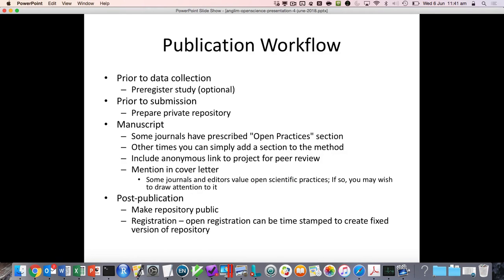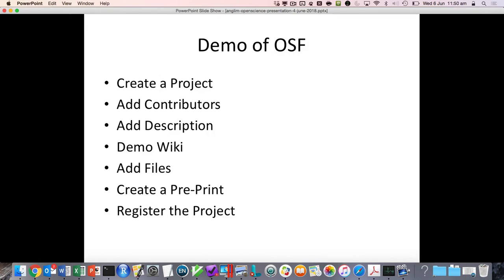So at the moment, my publication workflow looks a bit like this. One, I'm not pre-registering yet for various reasons, but it's on the list for certain studies. You can prepare a private repository, and you can use the OSF also for just private workflows, if you're just trying to put your materials in one place and collaborate. Then when you're putting together your manuscript, you create links to various aspects of it, and those links are very permanent. You can draw attention to it in your cover letter, and then make it public and register it once it's published.